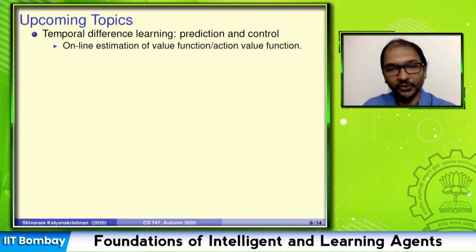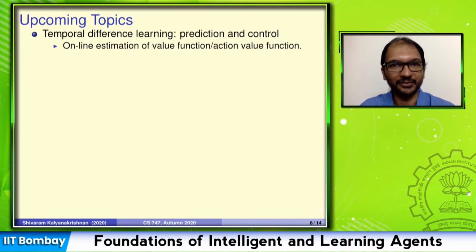When you're doing control, in tandem with this, you're also trying to change your policy and take actions that give you better rewards. So you're learning about values, but you're also using that knowledge to take better actions. So this is temporal difference learning.